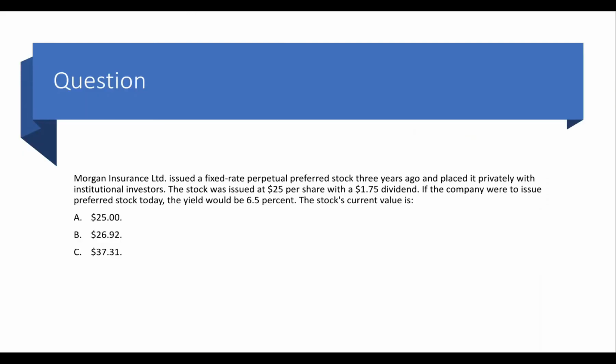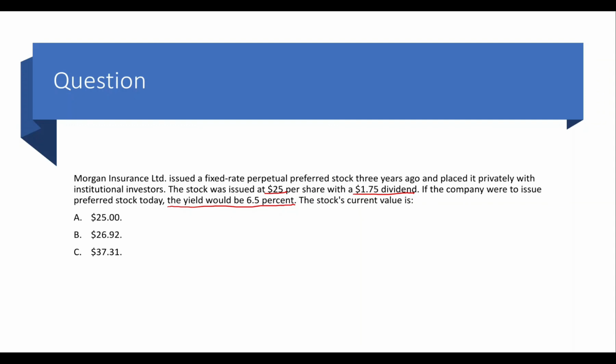Now let's do a question. Morgan Insurance Limited issued a fixed rate perpetual preferred stock 3 years ago and placed it privately with institutional investors. The stock was issued at $25 per share with $1.75 dividend. If the company were to issue preferred stock today, the yield would be 6.5%. The stock's current value is A. $25, B. $26.92, or C. $37.31.